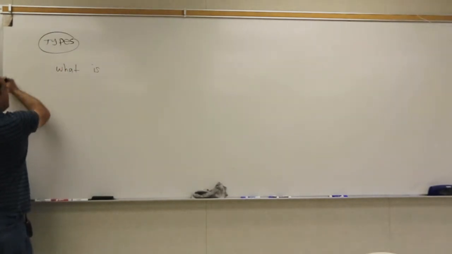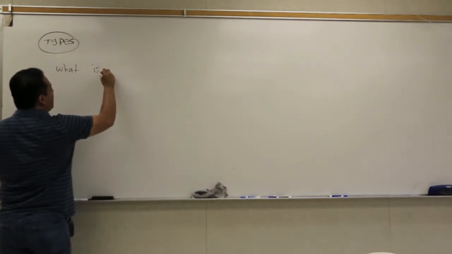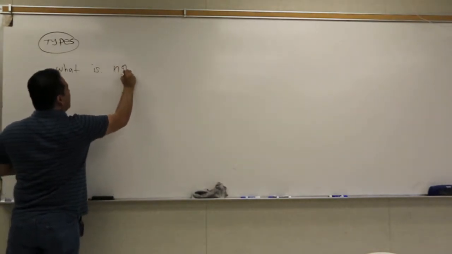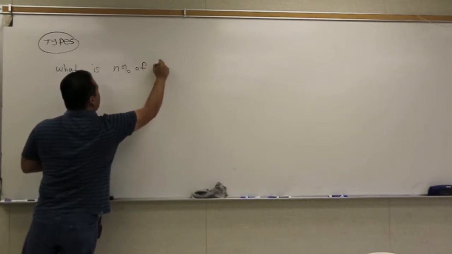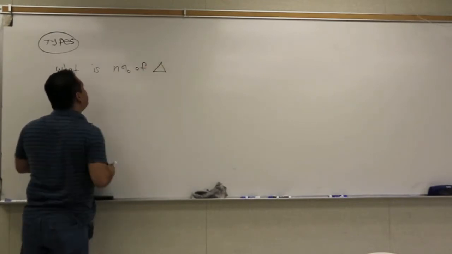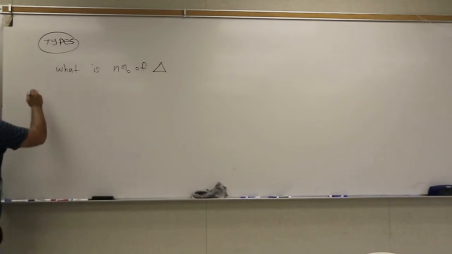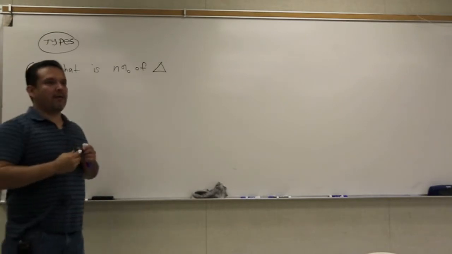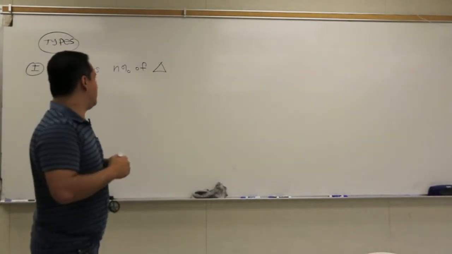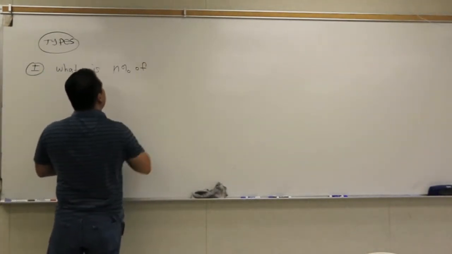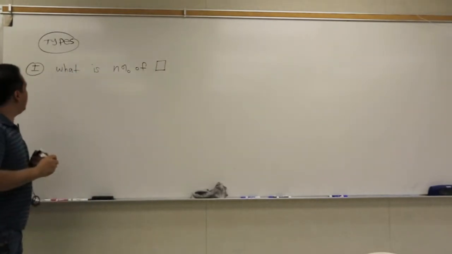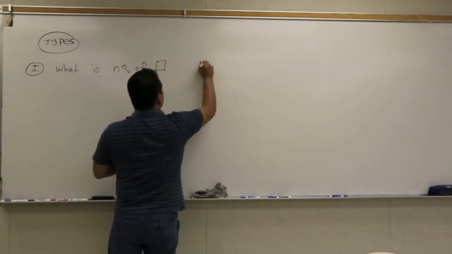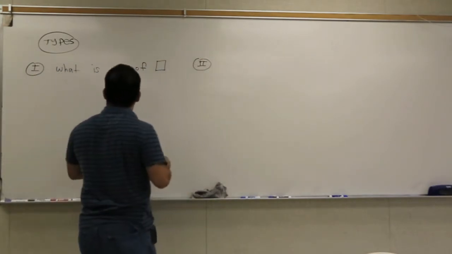This is your first type. I'm going to say, what is n% of a triangle? This is what I call type 1 questions. Okay? Let's put a square just in case. And here's the second question. Type 2.